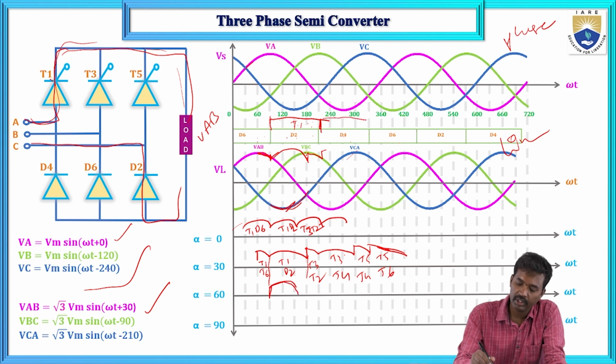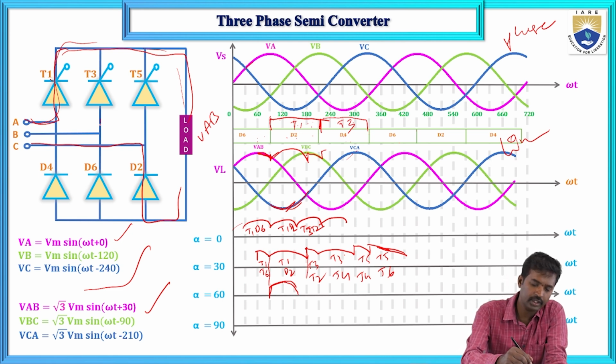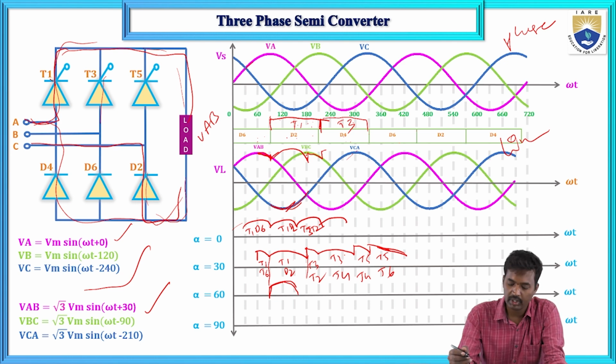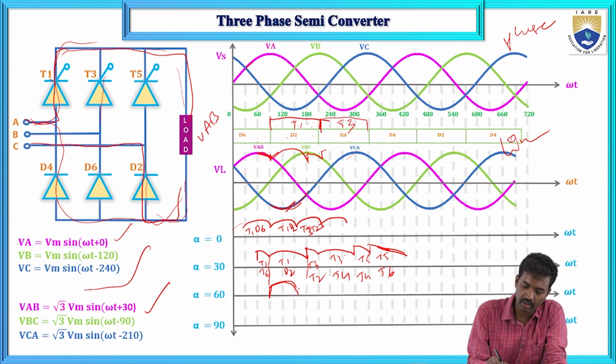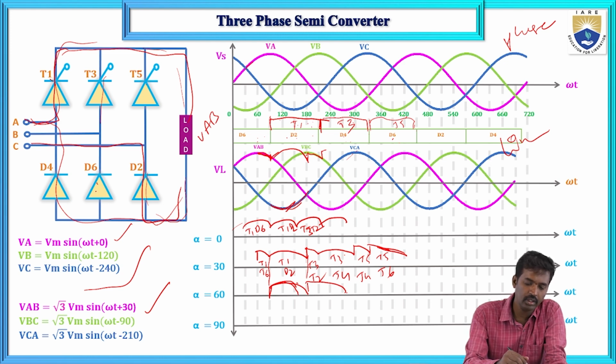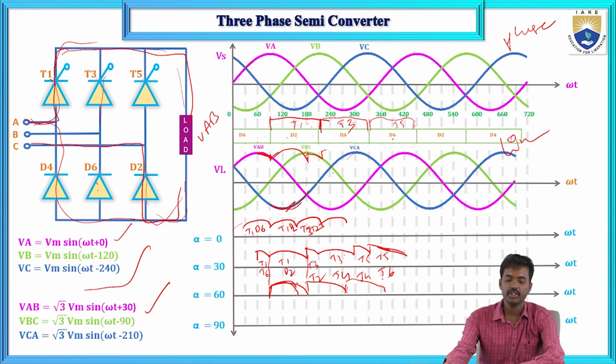And next here T3 thyristor will conduct. So T3 and D4 thyristors will conduct up to here. So that is T3 and D4, VB and VC. So that is VBA, which means here this one, completely opposite to this one. And next T5 and D4, D6 will conduct. T5 and D6 means here C and B. C and B means here this one. So like this. This is the case for 60 degrees.